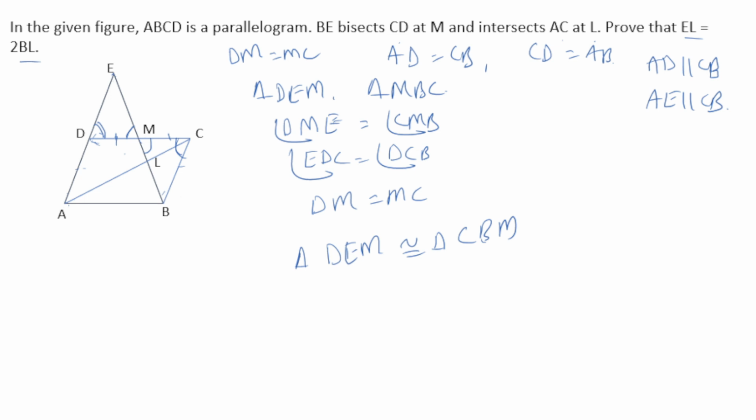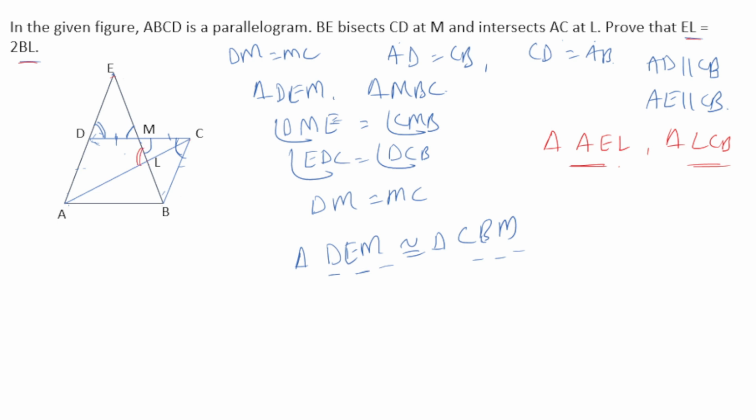Okay, we have to write the correct order here also. See, angle D is equal to angle C and angle E is equal to angle B and M is equal to M. Now we will compare triangle AEL and triangle LCB. Okay, we have to prove that EL is equal to 2BL. EL we have in this triangle AEL, and BL we have in triangle CLB. So we will compare these two triangles now.